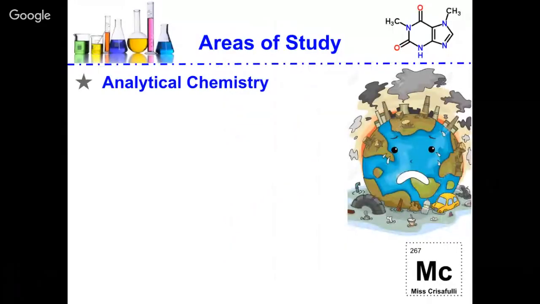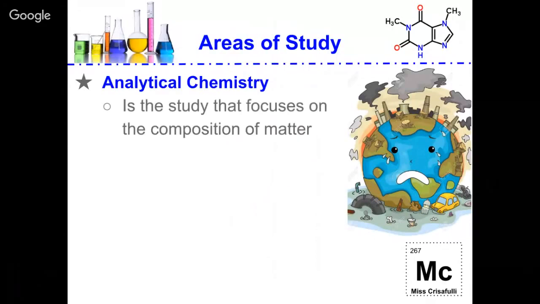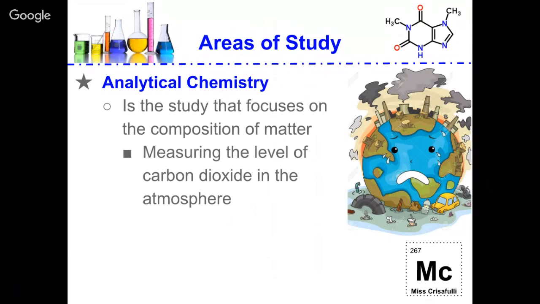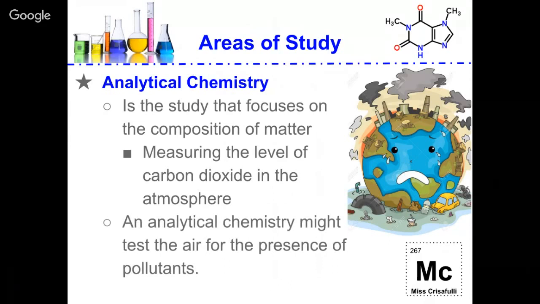Analytical chemistry is another area, and it's the study that focuses on the composition of matter. And an analytical chemist might measure the level of carbon dioxide in the atmosphere. That would be an experiment that they would do. And they might test the air for the presence of pollutants. So analytical chemists really are collecting data, analyzing that data, and having that data help push them in the right direction on how to solve that problem.